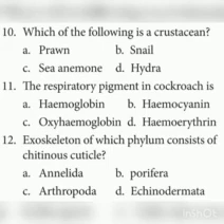Sea anemone is a coelenterate. Snail belongs to Mollusca and hydra belongs to coelenterate. So here prawn is a crustacean, which belongs to the phylum Arthropoda.